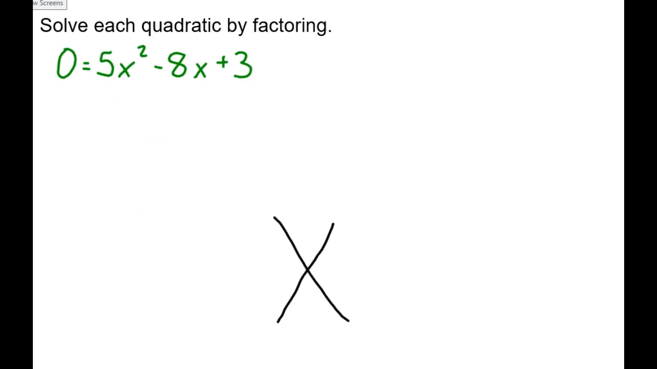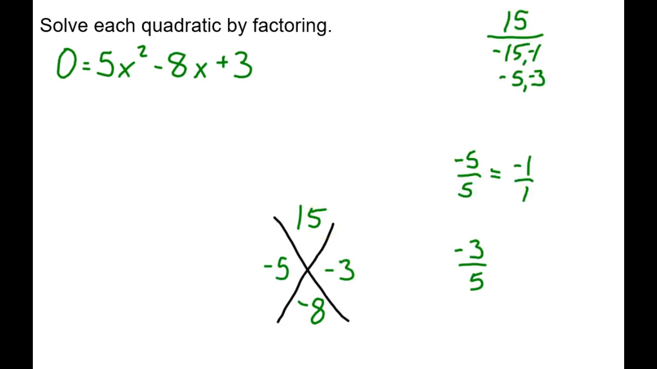Now to the last example, we want to solve the quadratic by factoring. We have 0 equals 5x squared minus 8x plus 3. So we take 5 times 3, our top value is 15, and our b value is negative 8. So list of factors for 15 such that we get a sum of negative 8. This time I know both my factors have to be negative. The combination of factors that's going to work in this case is negative 5 and negative 3. So I take negative 5 divided by our a value of 5, which simplifies to negative 1 over 1. And then we take our other factor of negative 3 divided by 5.